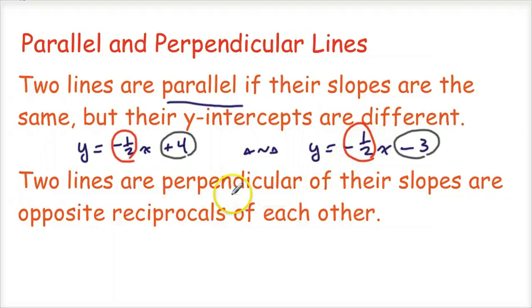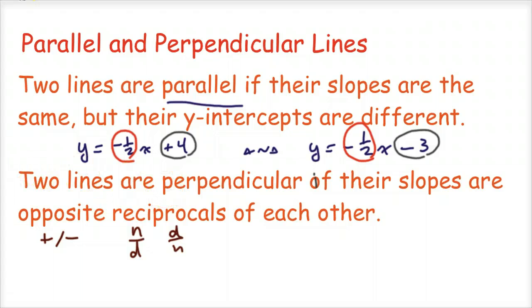Two lines are perpendicular if their slopes are opposite reciprocals of each other. What we mean by opposite reciprocals is that the signs change, so one is positive and the other is negative. And the reciprocal means that the numerator and denominator in one flip, so the denominator is now the numerator and the numerator is now the denominator of the second fraction.